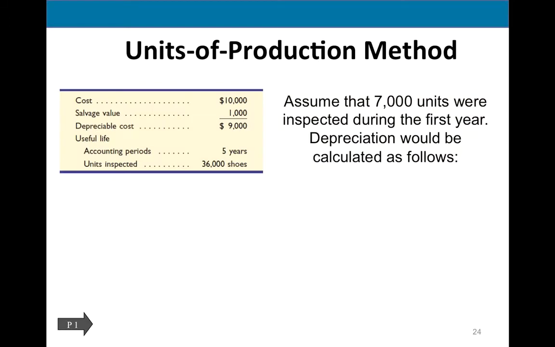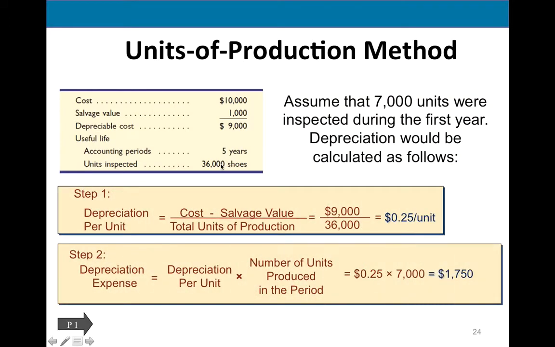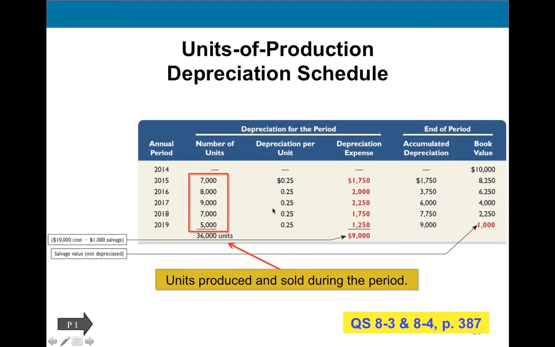So here's an example. We thought we're going to produce 36,000 shoes. So in the first step, cost minus salvage value divided by number of shoes. So every time we produce a shoe, my machinery depreciates by 25 cents. This is an additional piece of information. At the end of the first year, we totaled that we produced 7,000 shoes. So for the second step, you take 25 cents, multiply by the number of shoes produced. That's my depreciation expense.